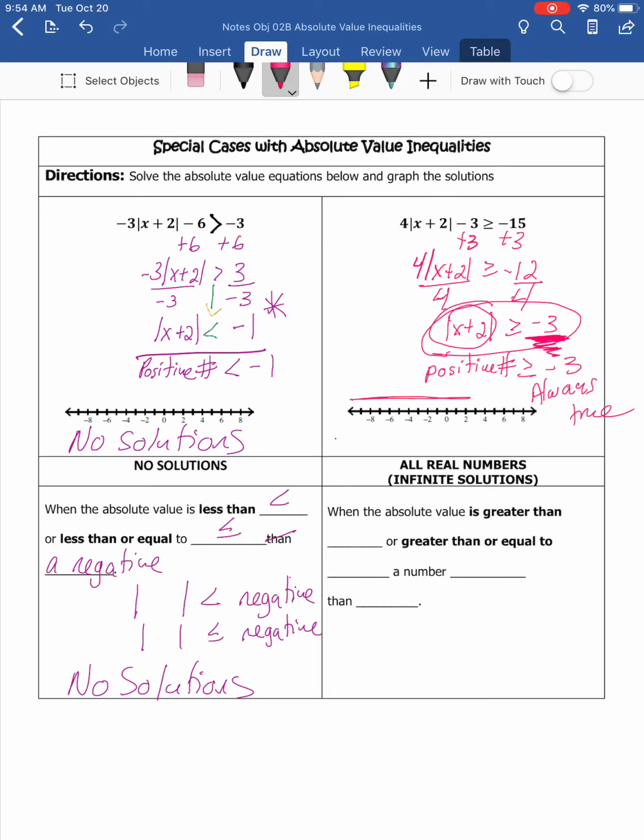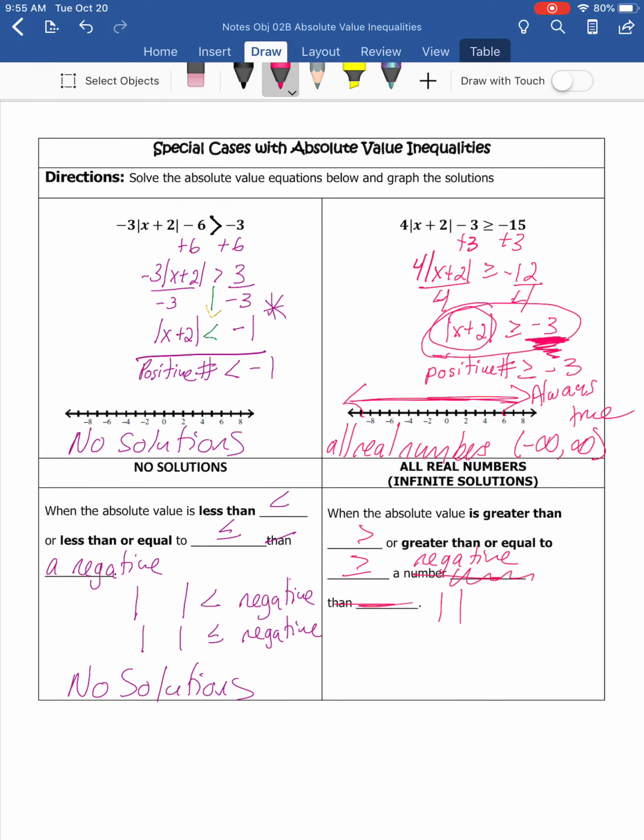So if it's always true, what you're going to do is your graph is just going to have an arrow to the left, an arrow to the right, and your answer is going to be all real numbers. Or if it asks you to put it in interval notation, my answer is going to be from negative infinity to positive infinity, because all real numbers and negative infinity to positive infinity mean the same thing. So when the absolute value is greater than or equal to a negative number, then it's going to be all real numbers.